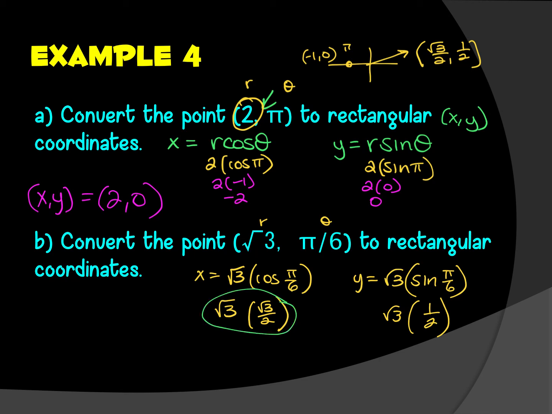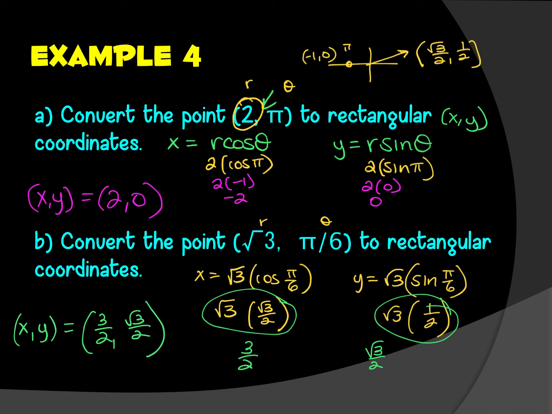Multiply these out. √3 times √3 over 2 would be 3 over 2. Multiply these out, and I get √3 over 2. So my x, y coordinate is 3 over 2 and √3 over 2. So those kind of answers you'll keep exact, just like that. So again, from polar to rectangular, it's r cosine theta, r sine theta.